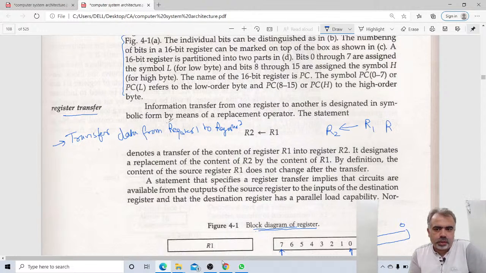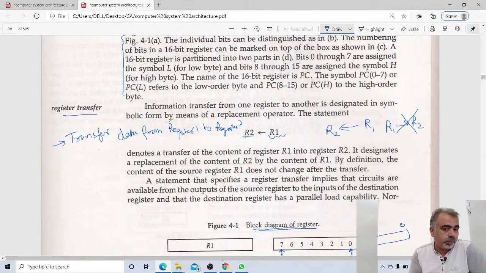You can't write it like this, R1 ← R2, right? This is the wrong way. It can only be written as: the data of R1 is moved towards R2. This is basically a convention. Here it is written that R1 does not change after the transfer. It denotes a transfer of the content of R1 into R2. It designates a replacement of the content of R2 by the content of R1. Whatever data was earlier in R2 is replaced by the data of R1. By definition, the content of the source register R1 does not change. The data remains the same in R1 also.